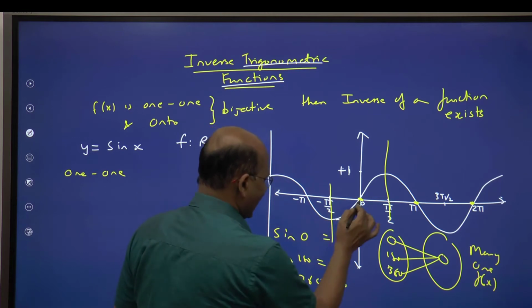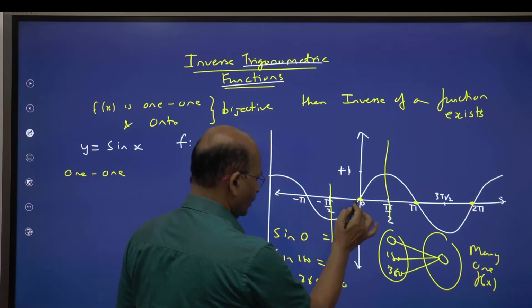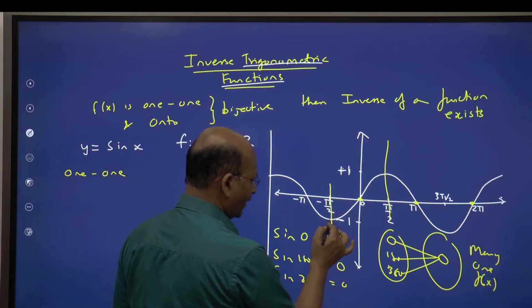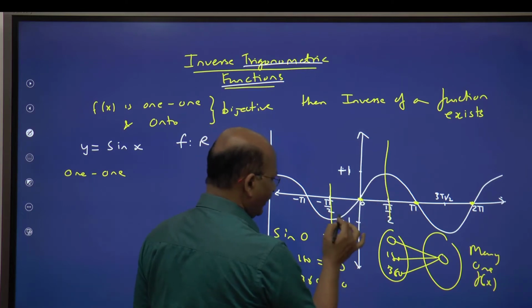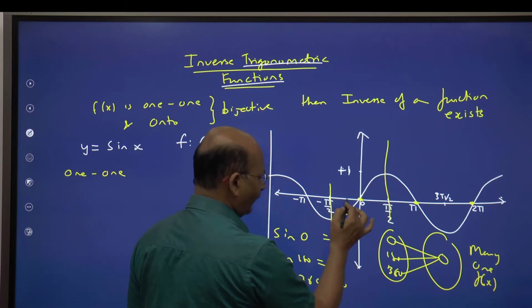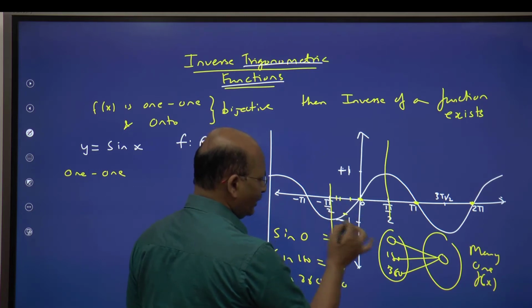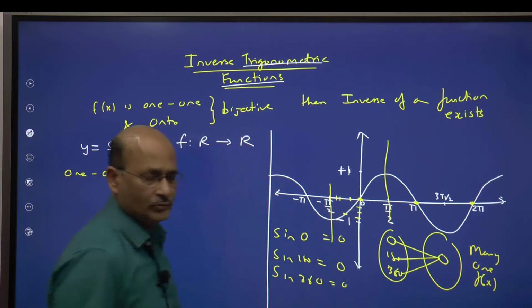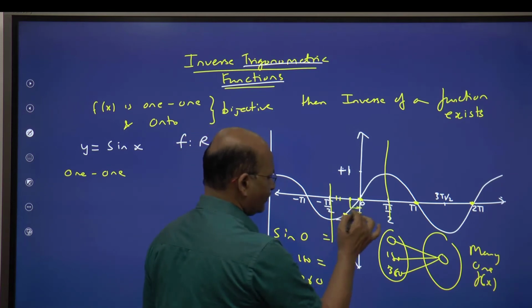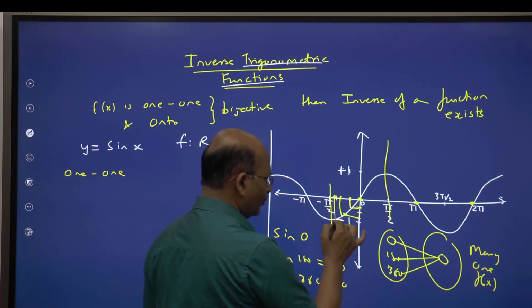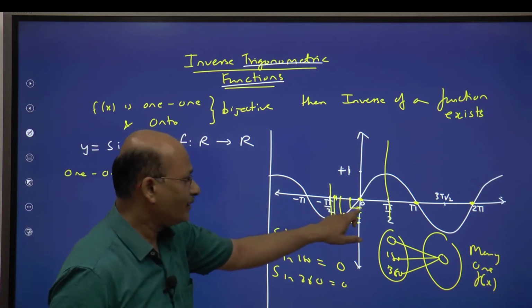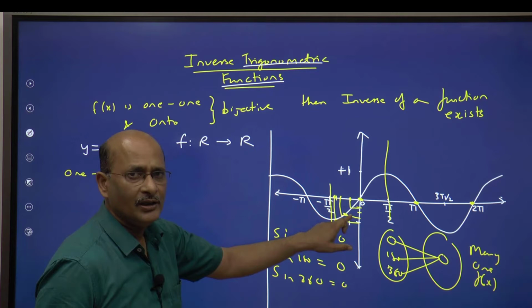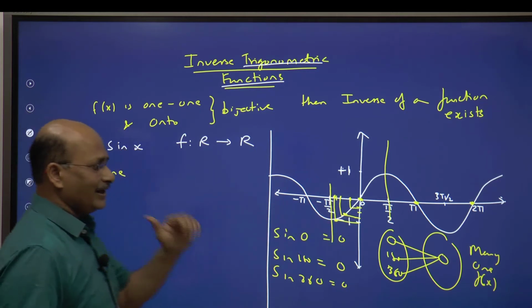So let us see this. If you see, sine 0 is 0, sine of 90 is 1, sine of minus 90 is minus 1. So every x value of sine x will give me a different value on the y axis. You can try it out. If this is my x value, this is my y value. So for every x there is a different y. So in this case, I can say that it is a one-one function.